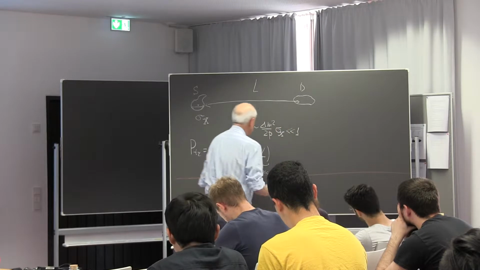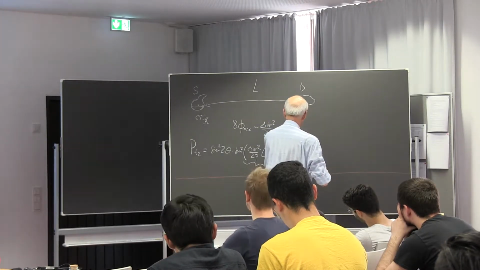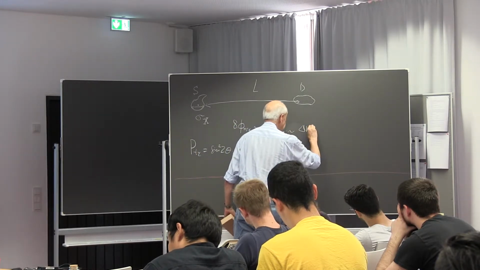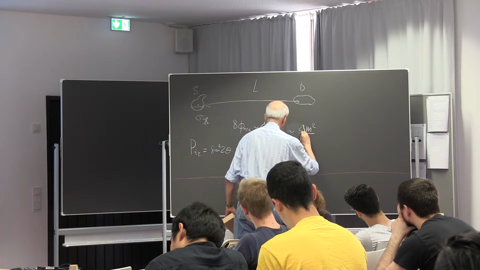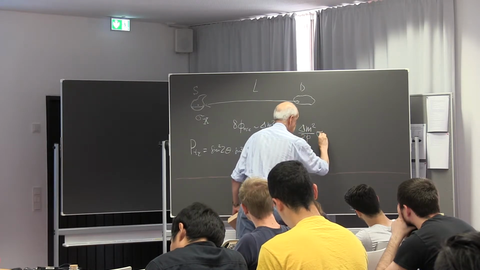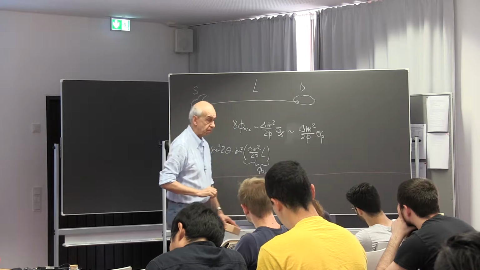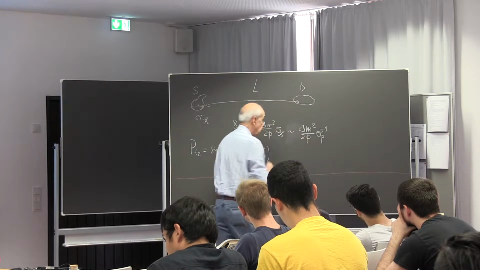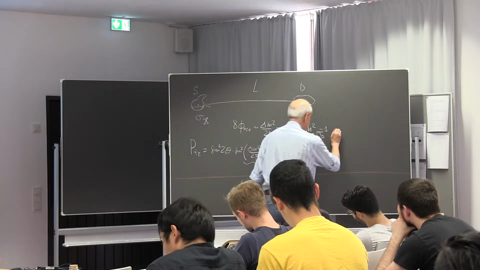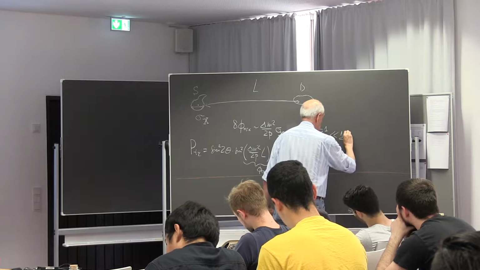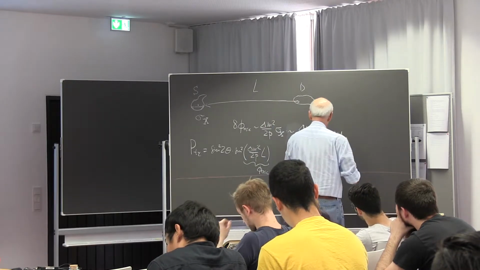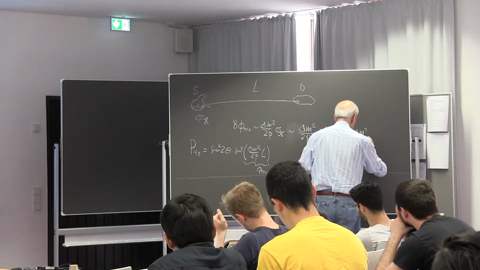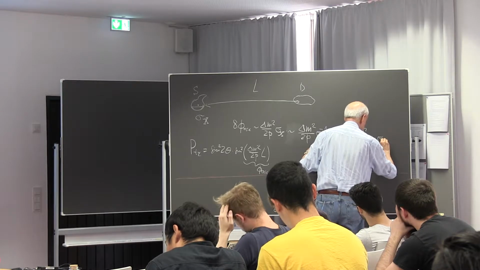On the other hand, from the Heisenberg uncertainty relation, we know that this uncertainty in the coordinate is of the order of the inverse uncertainty in momentum. So it's to the minus one, sorry. And this should be much less than one. This means that delta m square over 2p should be much less than sigma p.